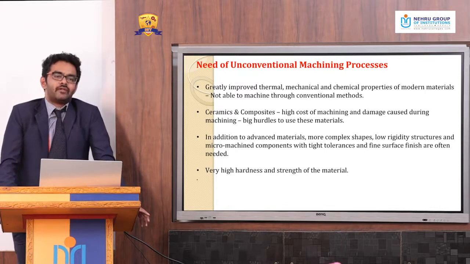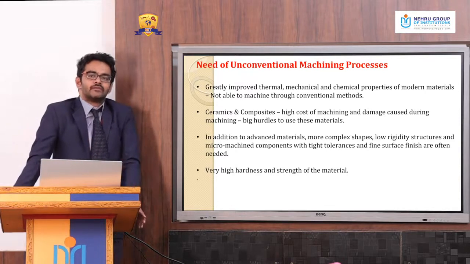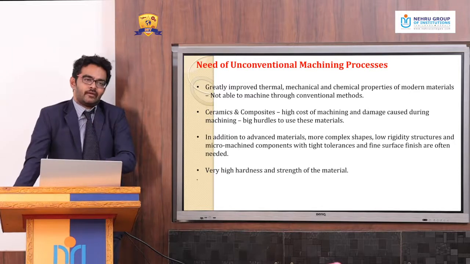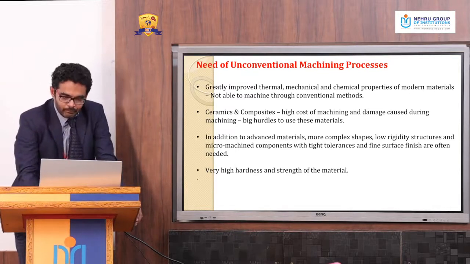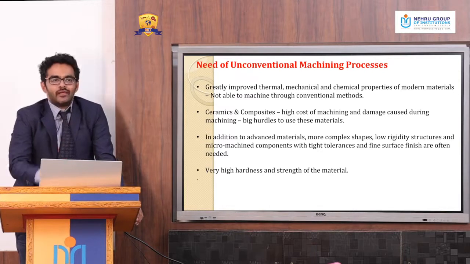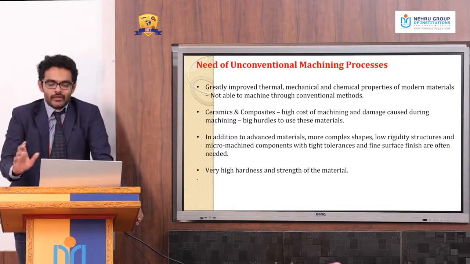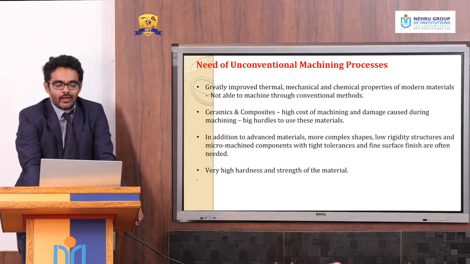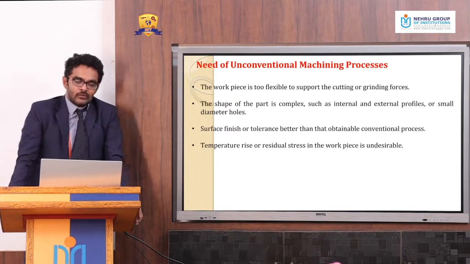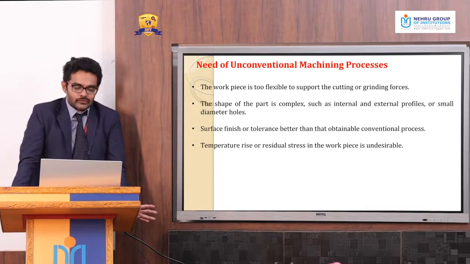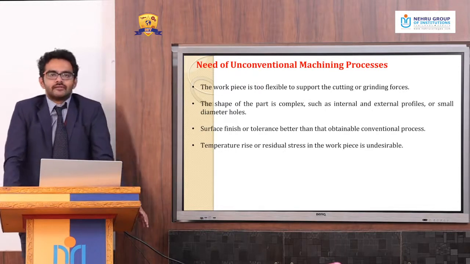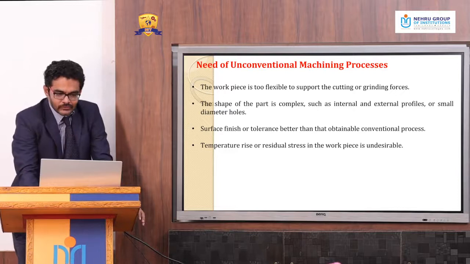So what is the benefit of these non-conventional machining processes? The internal stress produced in the material is avoided. There is no contact between the tool and workpiece. That is a very important thing involved in the unconventional machining process. The workpiece is too flexible to support the cutting or grinding process. Surface finish and tolerance are also increased.